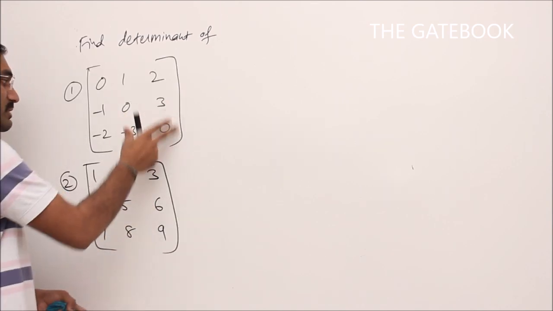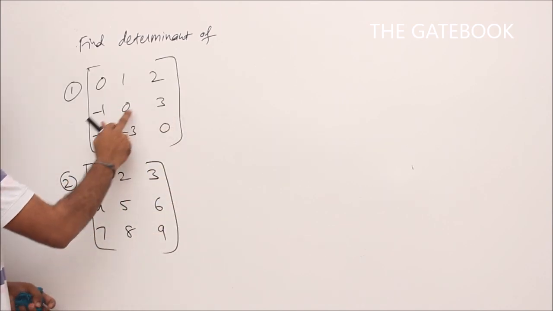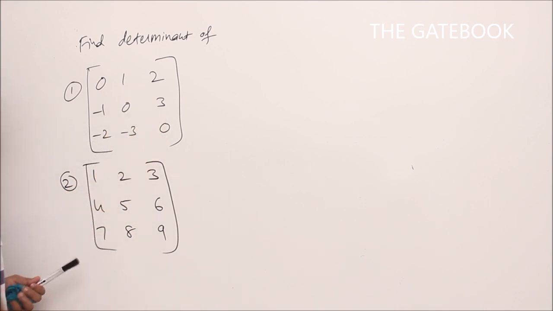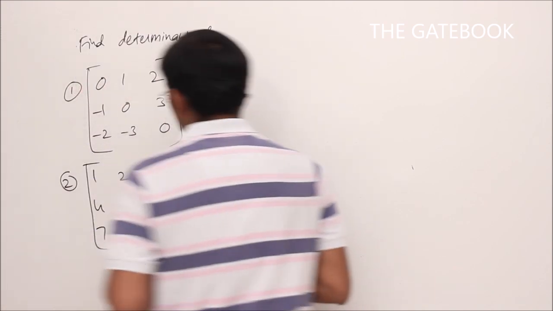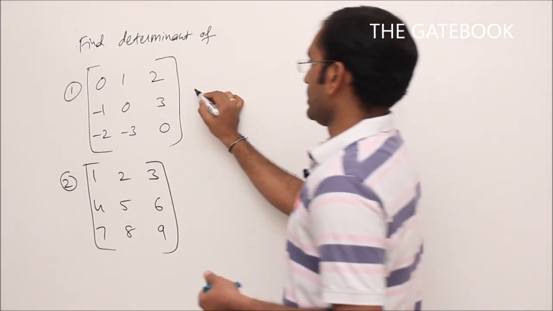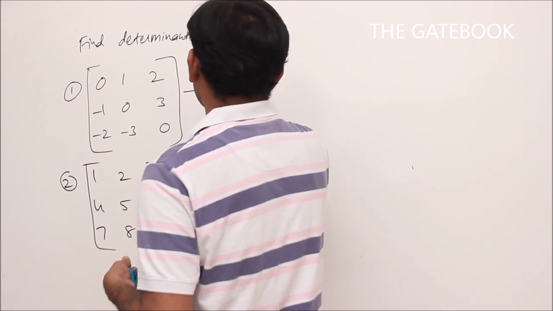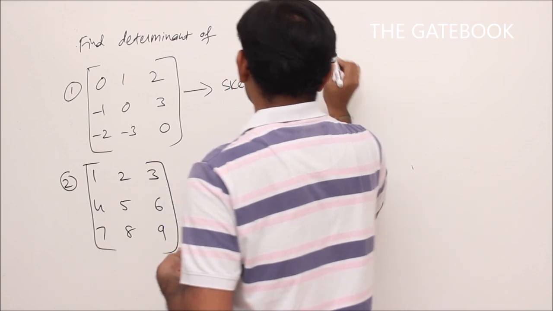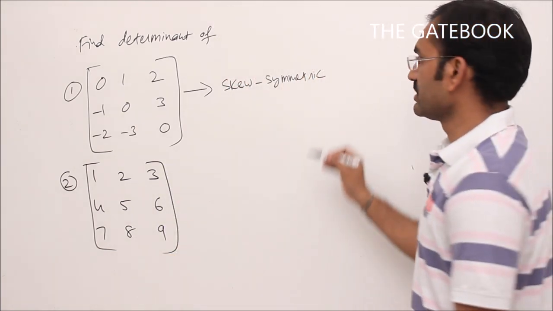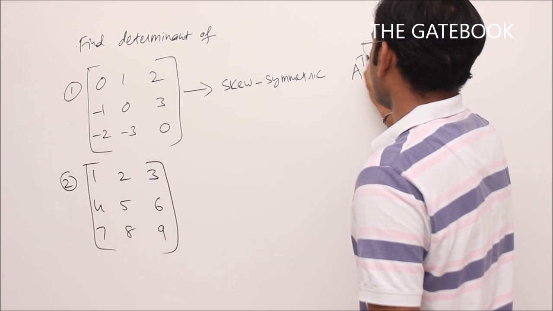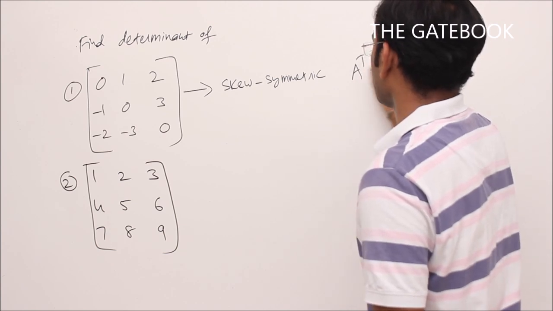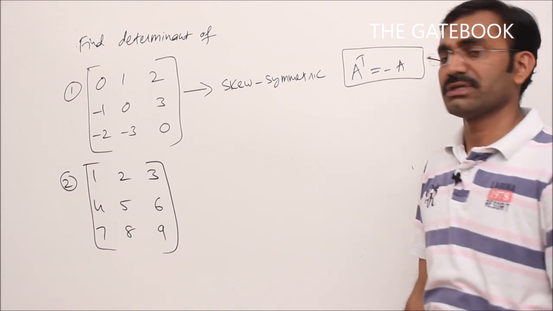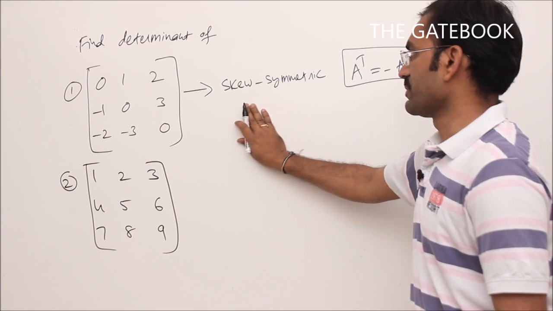Find the determinant of the following matrices: 0, 1, 2, minus 1, 0, 3, minus 2, 3, 0, and the second matrix. See here, this matrix is a skew symmetric matrix. What is a skew symmetric matrix? Any matrix satisfying the condition that A transpose is equal to minus A is called a skew symmetric matrix.